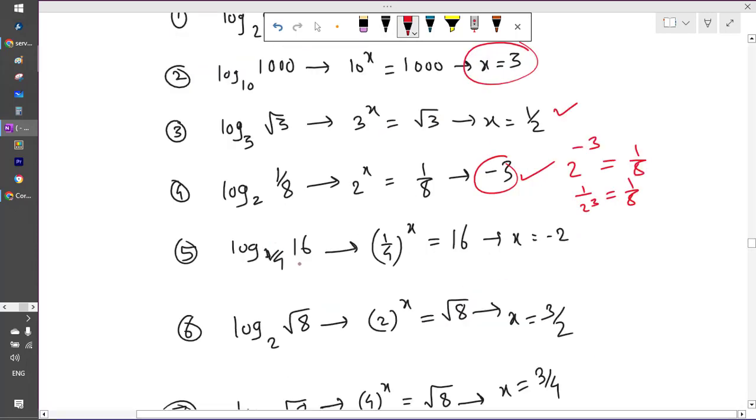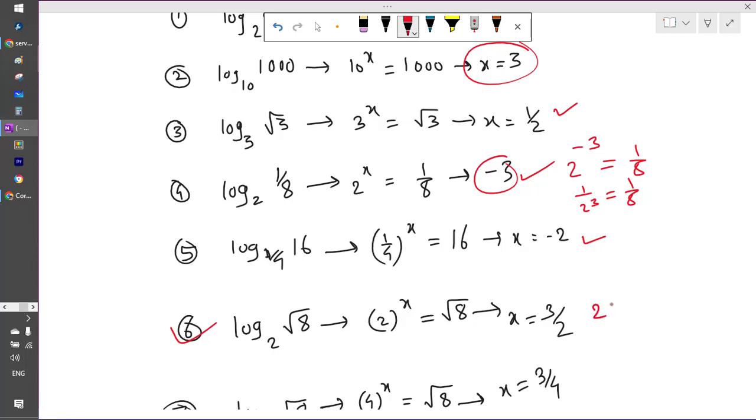Then log of 16 to the base 1 upon 4. We can write this as 1 upon 4 raised to x is equal to 16, and that's why the value of x comes out to be minus 2. Then log of under root of 8 to the base 2, we can write this as 2 raised to x is equal to under root of 8. Then x becomes 3 upon 2.